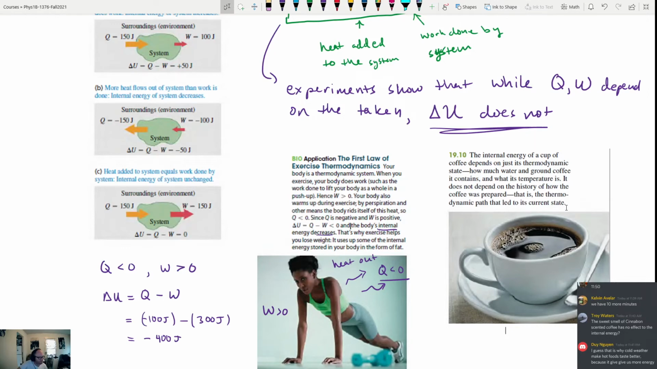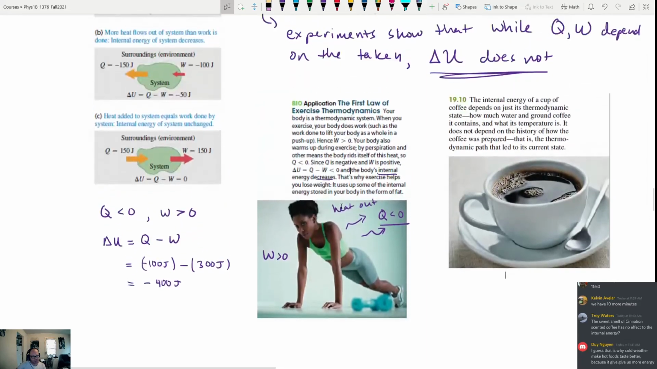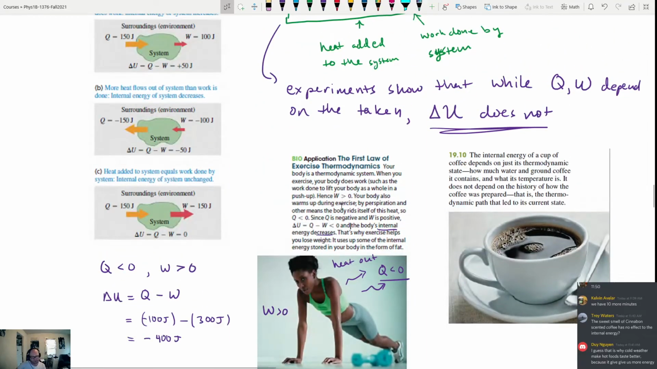Wynn says, I guess that's why cold weather makes hot foods taste better, because it gives us more energy. I mean, I can't disagree that when it's cold outside, like it's pretty cold today, at least where I live. Yeah, I mean, hot soup, things like pho sound really good on cold days, right? Whereas stuff like ice cream sounds really good on a hot day, or cold water, ice water, stuff like that. So I think that makes sense. It does make a little bit of sense that if you warm your body up, that's going to, yeah.